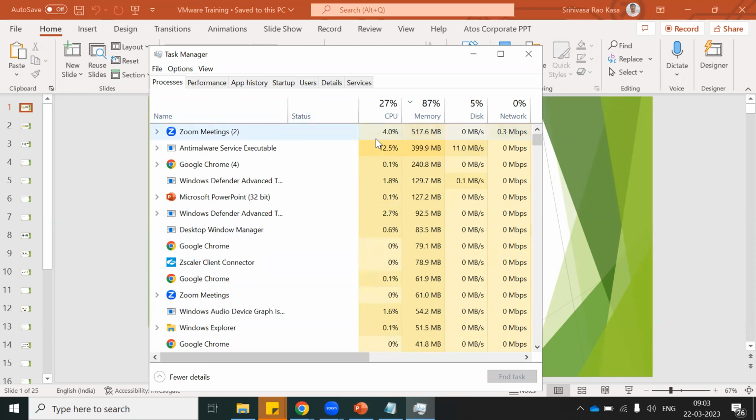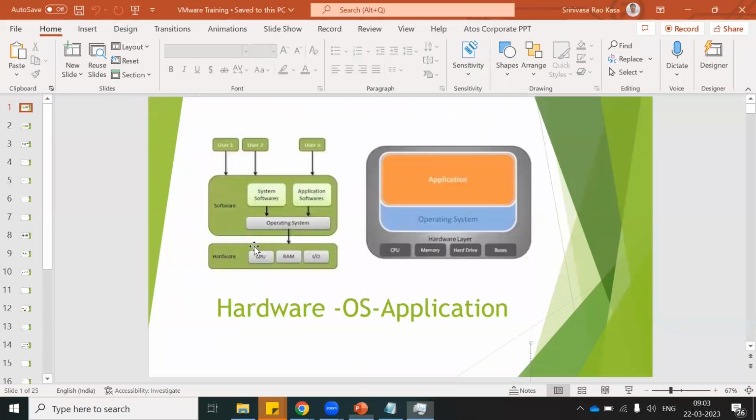Who is assigning the resources? Is the application directly coordinating with the hardware to get the resources, or who takes care of assigning them? In this picture, you see the operating system layer is coordinating with the hardware layer and sharing the resources to the respective applications. Who is using those applications? Users are using those applications.